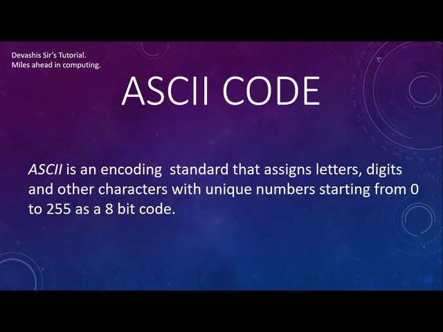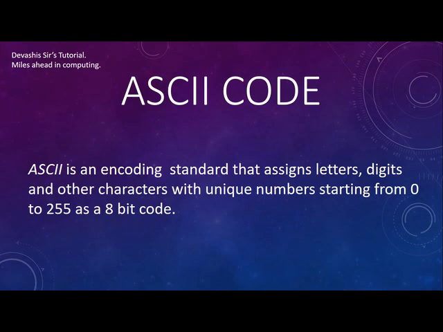Okay. Now in the ASCII code, you can see ASCII is an encoding standard that assigns letters, digits and other characters with unique numbers starting from 0 to 255. So altogether you can represent only 256 characters as an 8-bit code. You have to understand that only C++ language, perhaps some of you have already done before, uses the ASCII code system.